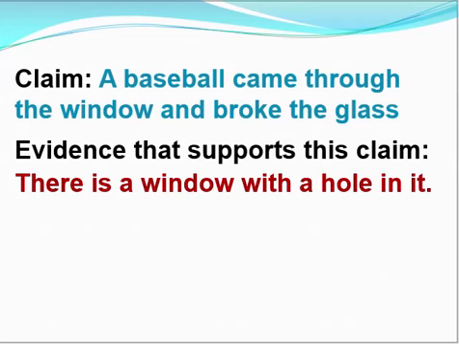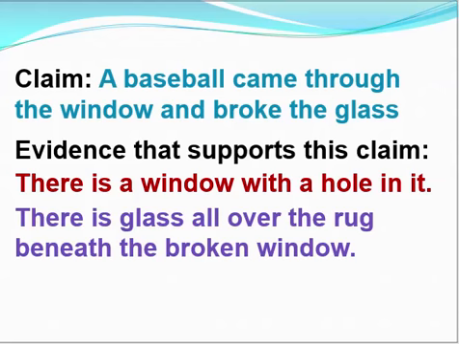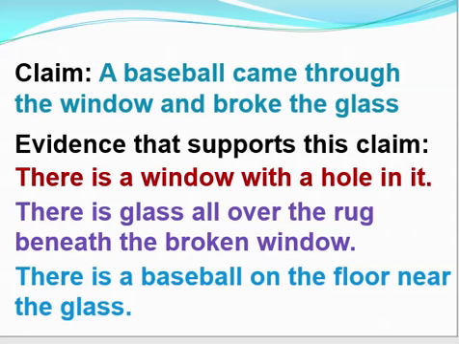You might have said, there's a window with a hole in it. You might have also used evidence of there is glass all over the rug beneath the broken window. And you might have also said there's a baseball on the floor near the glass. So those pieces of evidence do support the claim. But there's another element of the scientific argument that's very important, and we're going to be using that today as we make another claim about a geological mystery that I'll be explaining in part two.